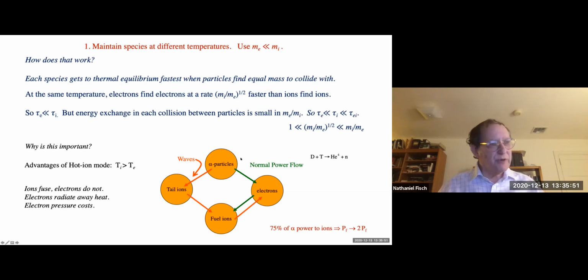Now I'm just going to mention briefly something that I worked on for quite a while, and I've discussed it in forums before, but that's the idea of alpha channeling, something that makes use of the fact that alpha particles in a fusion reactor tend to have a normal power flow with the hot electrons, but if you did that, the electrons would always be hotter than the ions. So you'd like to interrupt that power flow and use some waves to channel the alpha particle energy first into the ions, and then have the ions heat the electrons. And if you do this, you double the fusion power density.